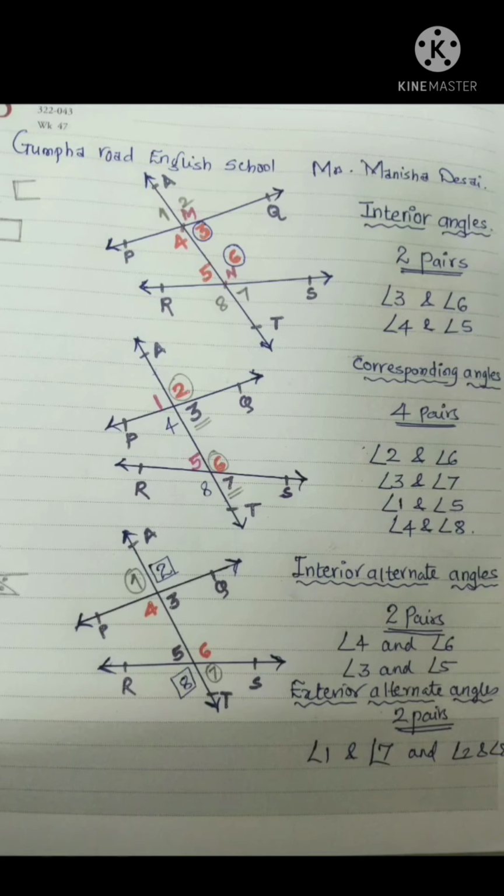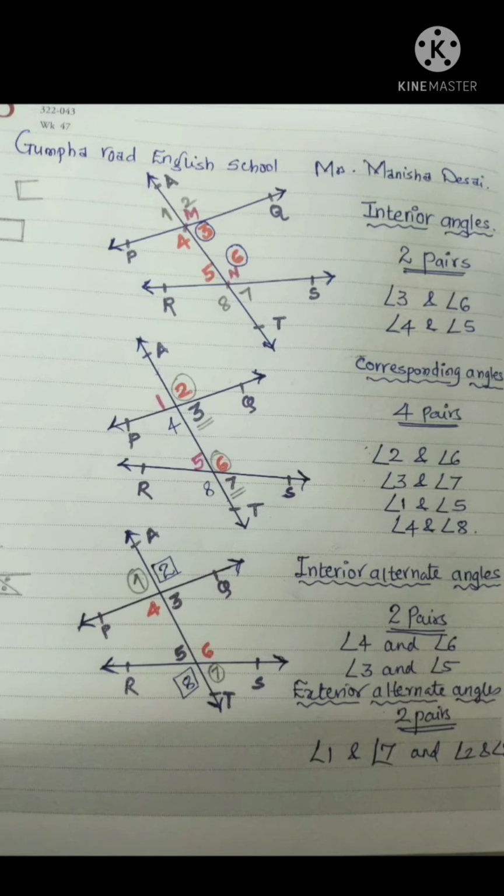In the same way, we can say that angle 1 and angle 5 and angle 4 and angle 8 are the other two pairs of corresponding angles, which are on the left side of transversal AT. So, in total, there are four pairs of corresponding angles.